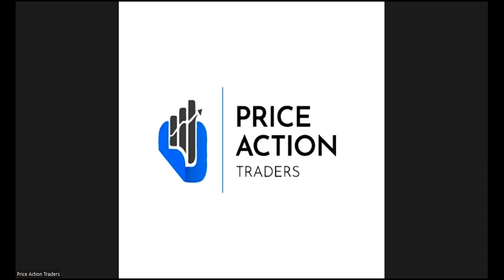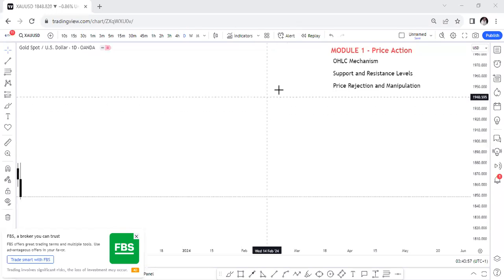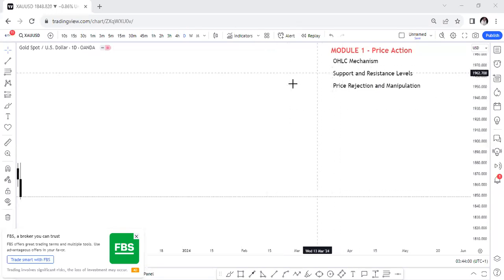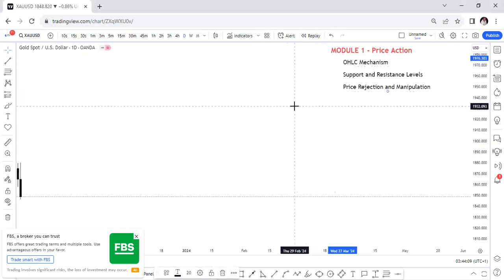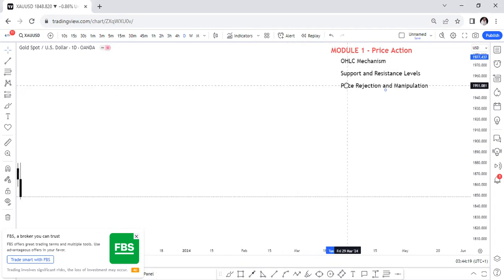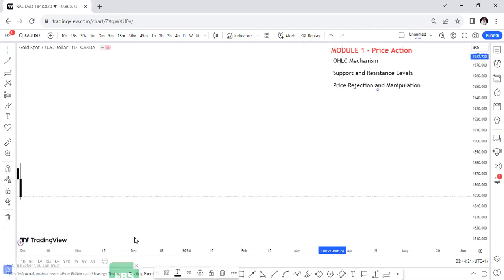Welcome to this course, Malaysian SNR. This is module 1 of the course. Under this module, we're going to talk about price action. The sub-content is the OHLC mechanism, support and resistance levels, price rejection, and manipulation. So this is the introductory part of the course.